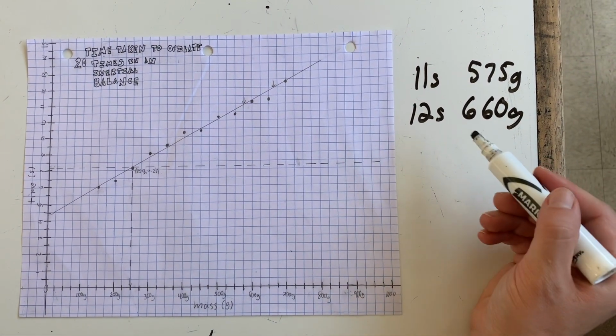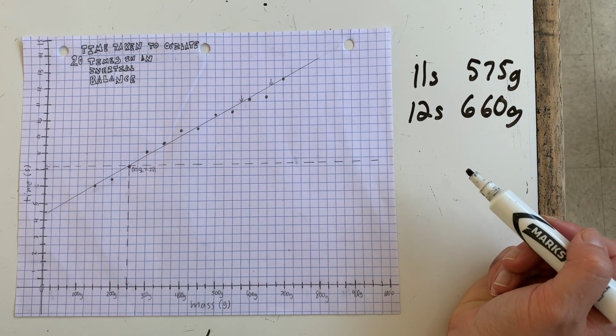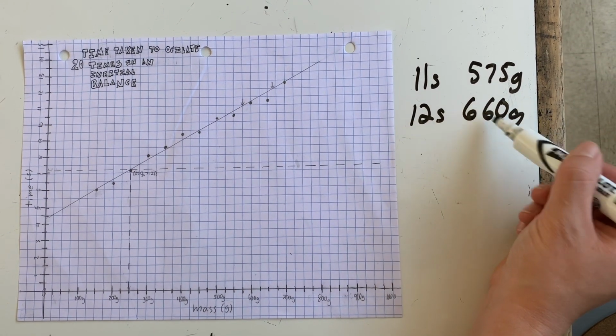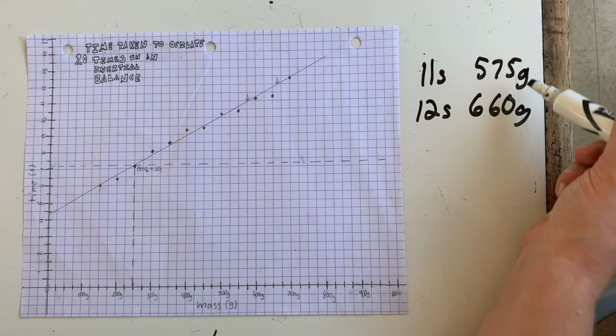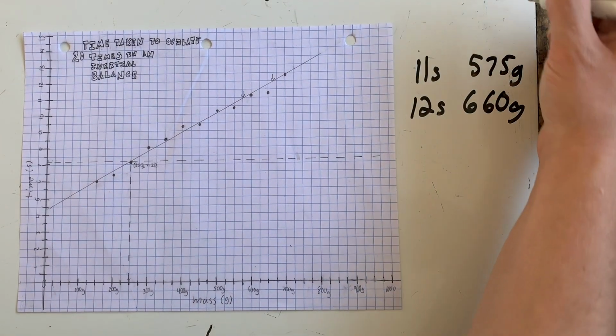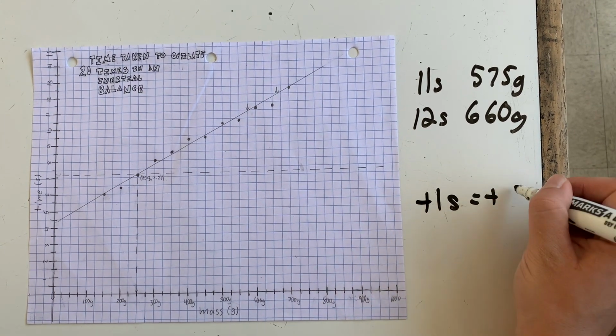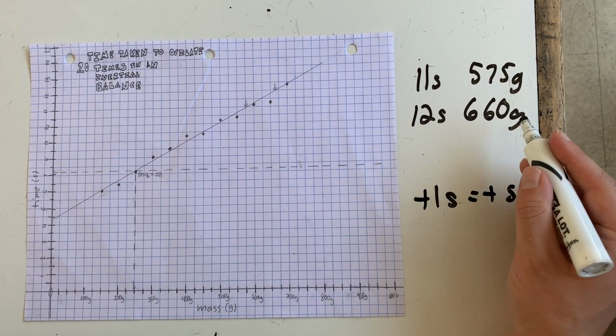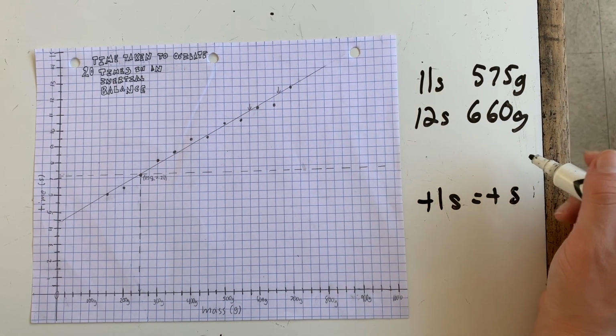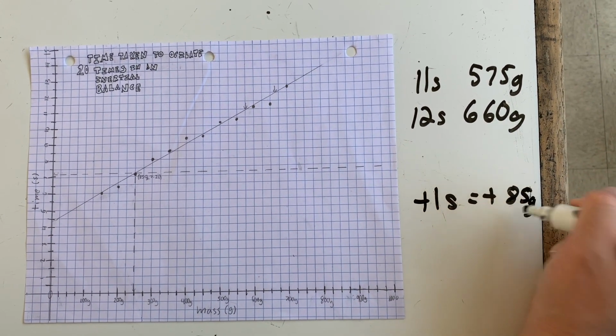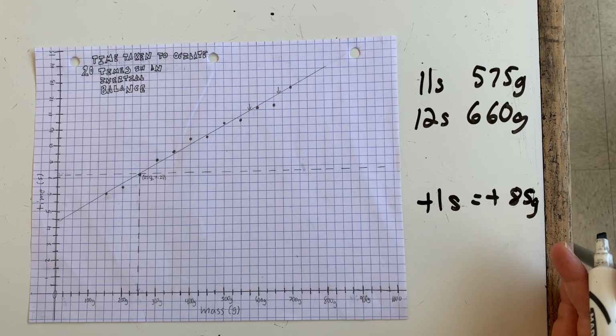So if I look at this, what I can see is if the time increases by 1 second, the mass increases by 60 plus 25, which is 85 grams. So when we added 1 second, we also added 85 grams. And that should be pretty consistent across this.